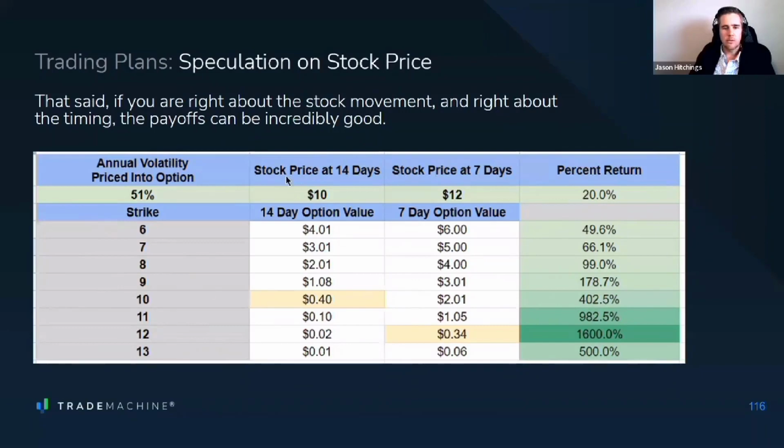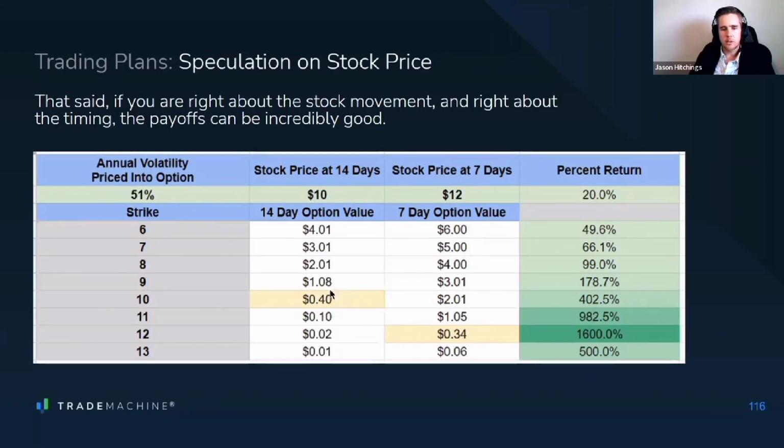If you bought it when there's 14 days left, and the stock goes up $2 within 7 days, the time value is starting to drop in this option because you've cut your time in half, and the stock has gone up 20% in value. So look at what's happened to the options here. This in the money 6 strike option has gone up 50% in value. So that's what I was talking about when referring to buying an in the money option can be a little bit like buying stock on margin. It's almost like you had a 2.5x margin.